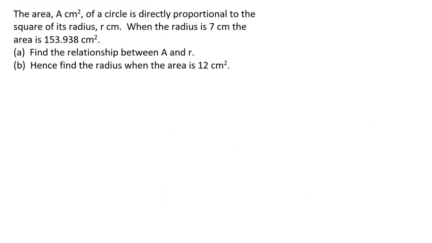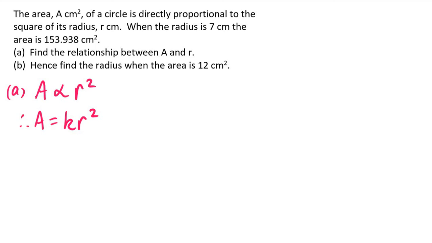So we'll look at an example that's very well known to you, hopefully, of direct proportion. So we can say that the area of a circle is directly proportional to the square of its radius. So we could write a statement like this, and therefore A is equal to k times r squared.